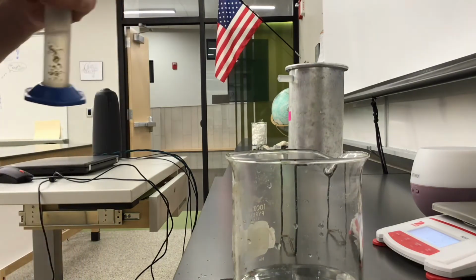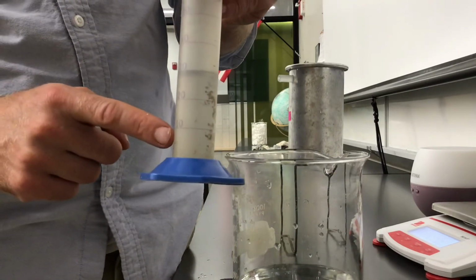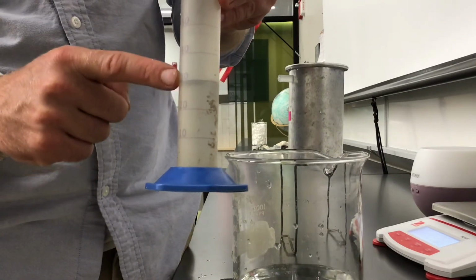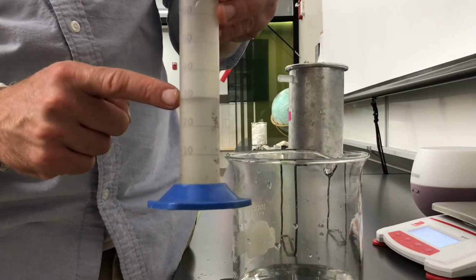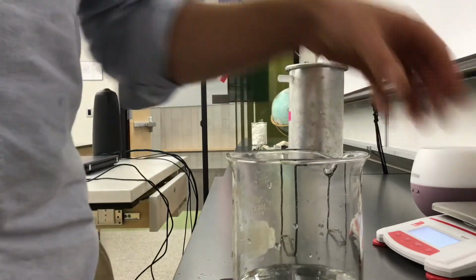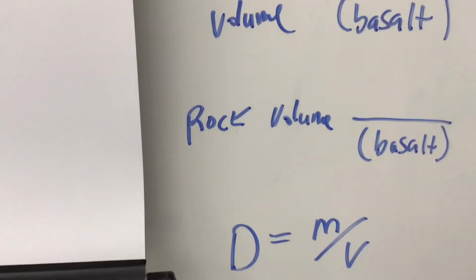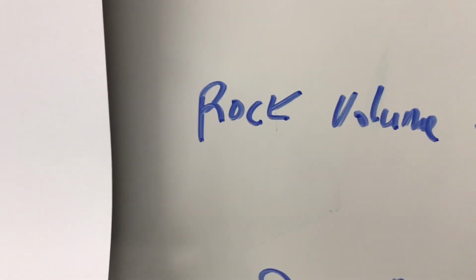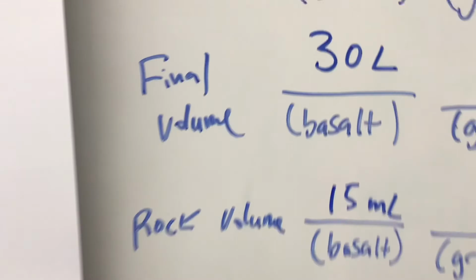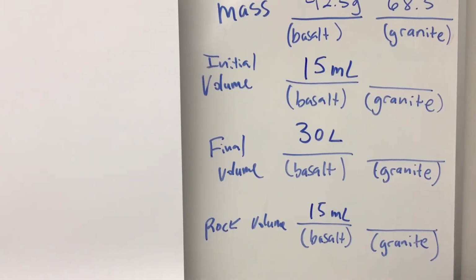Now here's a really important step. If the final volume was 30 and the initial was 15, that means the water level moved up 15 milliliters. So I subtract my initial volume, 15, from the final volume. 30 minus 15 is 15. So I'm going to write down 15 for my rock volume. That's that third volume line, and this is the volume of the basalt.